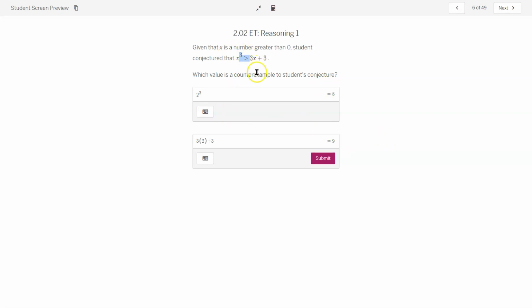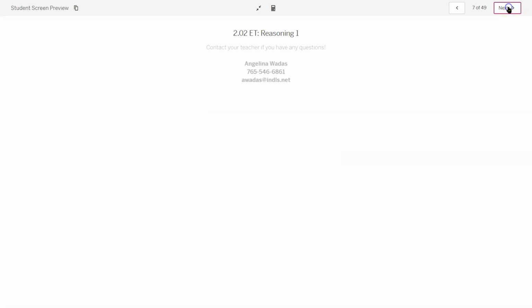When it's asking you to find a counterexample, just pick some values, throw them in for x, and see which one is the counter or the opposite example.